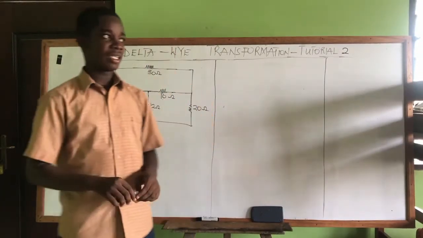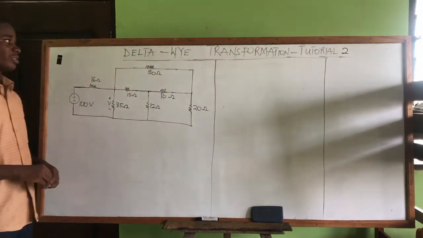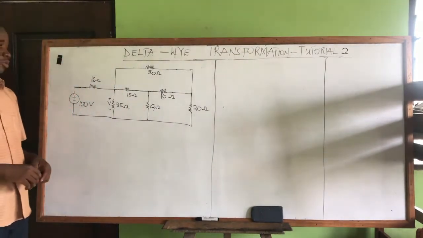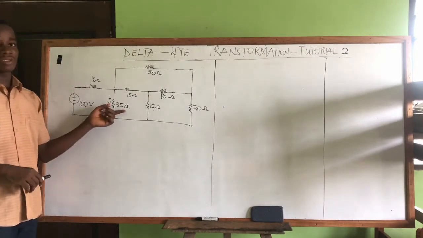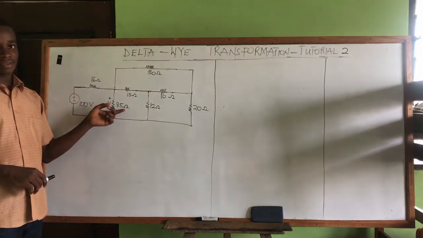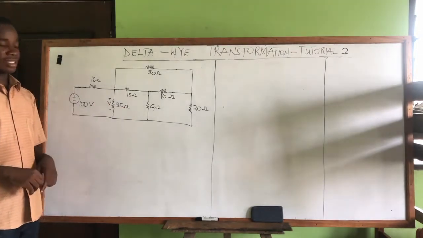Welcome to tutorial 2 and the delta Y transformation. In this tutorial, we will use the delta Y transformation to calculate the voltage across the 35 ohms resistor. The voltage across what? The 35.